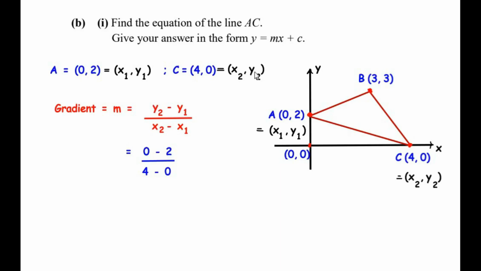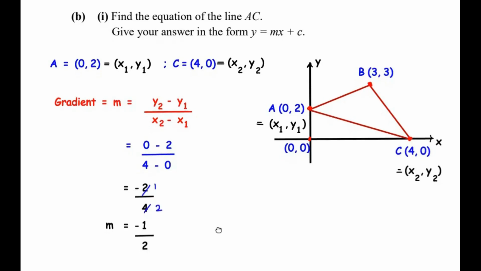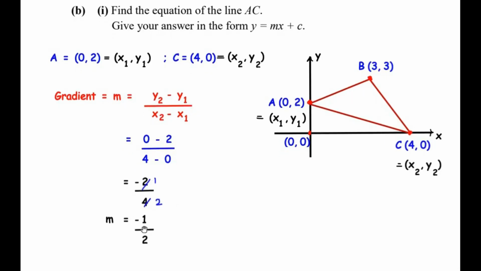Now here, since we considered y2 as 0 and y1 as 2, we have substituted the respective values, divided by x2 is 4 and x1 is 0. So we have written here 4 minus 0. So this simplifies as 0 minus 2 gives us negative 2 over 4 minus 0 is 4. So 2 and 4 go in the table of 2, that is 2 1 times is 2 and 2 2 times is 4. So we get the gradient of the line as negative 1 over 2.